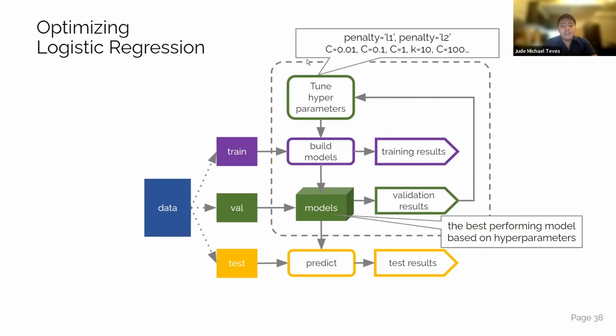For logistic regression, it's going to be the penalty or the C coefficient. Basically, for any machine learning model, you do the same thing. You just come up with different values for your hyperparameters and see which ones will lead to the best result. That is really it.